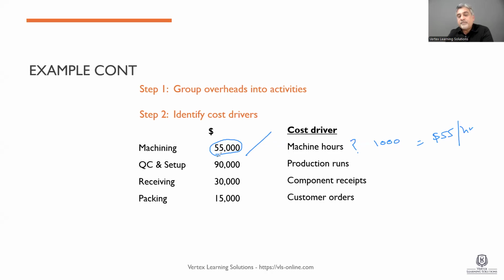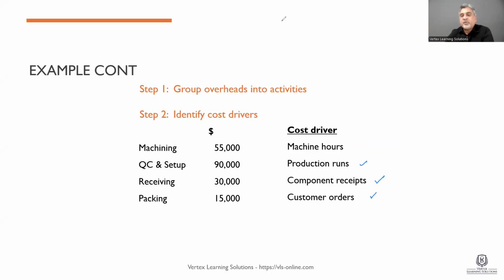First, you find out your overhead, then you identify your cost driver, and then you find out the number of cost drivers. So what is the total number of machine hours? What is the total number of production runs? How many are the total component receipts? How many are the total customer orders?